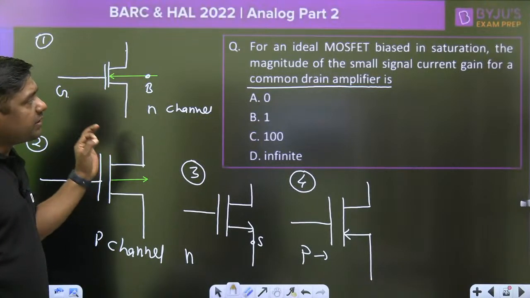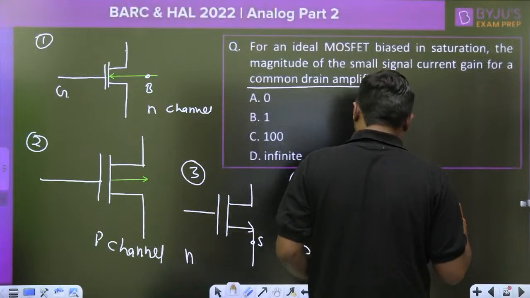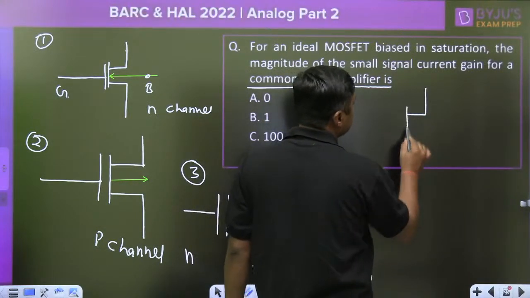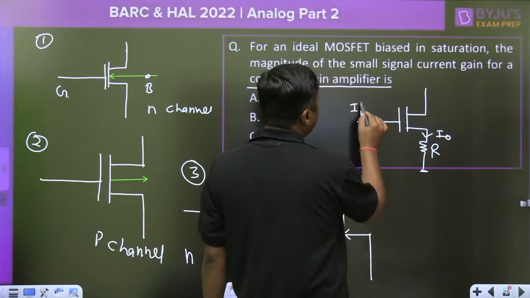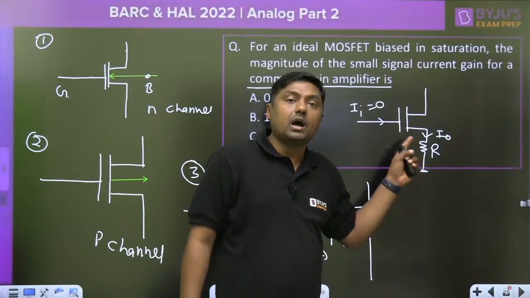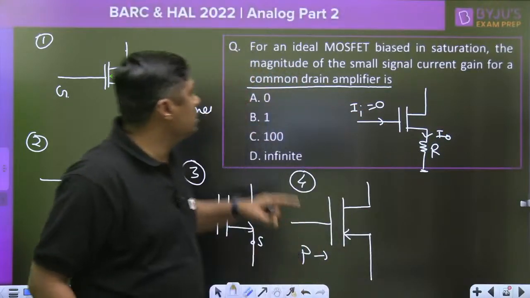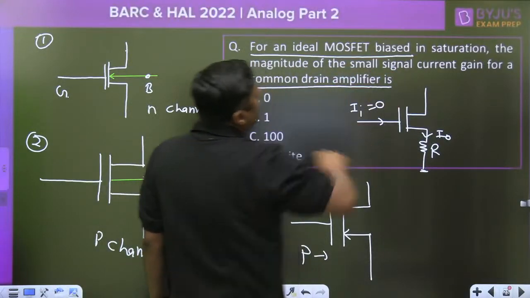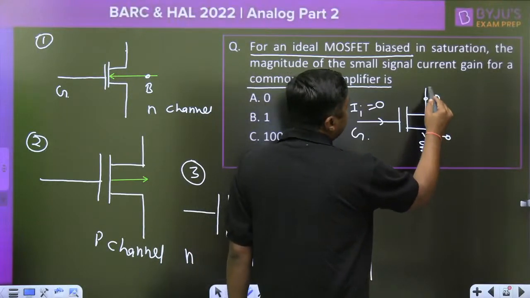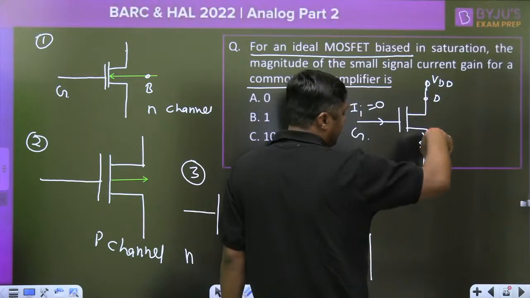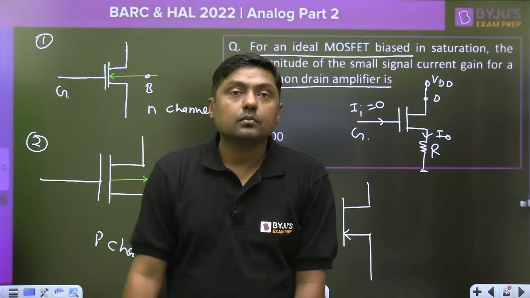Then the second question: for an ideal MOSFET biased in saturation, the magnitude of the small signal current gain for a common drain amplifier. What is the gain for a common drain amplifier? Here we are connecting the resistor, here is the input and output. Under ideal condition, the input current is 0 and we are getting the output current I naught. What will be the gain? I naught upon Ii. I naught is a finite value, Ii is 0. We are giving the input to the gate, the drain is common, and we are taking the output from the source. I naught upon Ii will become infinite.